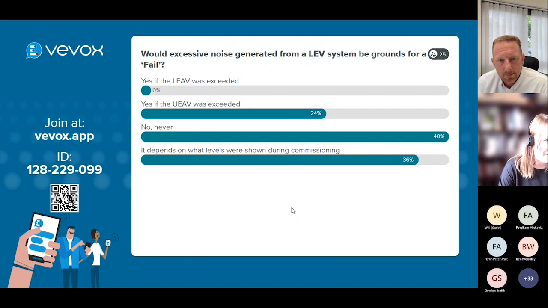This being over the UAV, is that right next to the fan? Is that right next to the hood? Is that right where the worker stands? Do they only stand there for 5 minutes at a time, so they're only having a little bit of exposure? It's endless, the factors that can go into that.